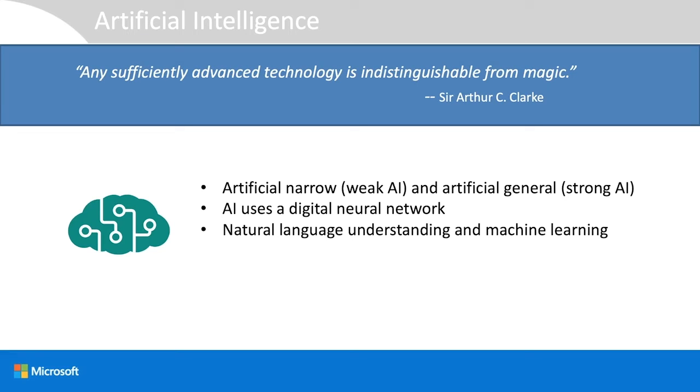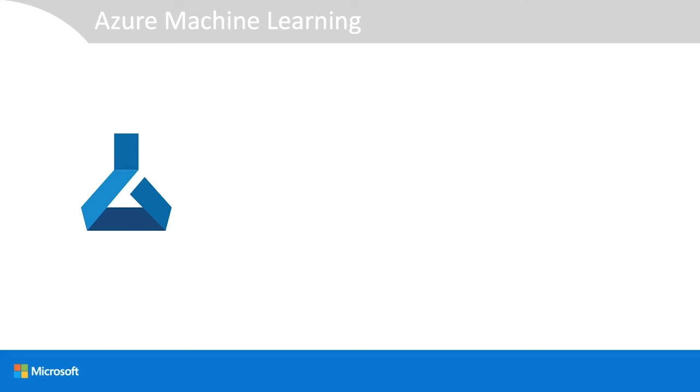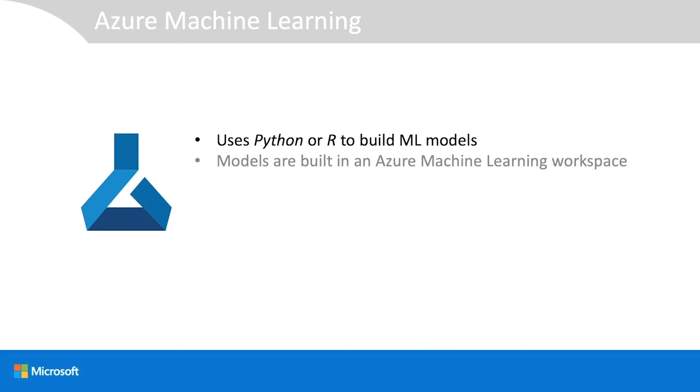As you might have already guessed, machine learning relies on big data in order for any machine learning model to work, and it has to be trained and improved using huge amounts of data. For working with big data and building machine learning models, Azure offers Azure Machine Learning. Azure Machine Learning uses the popular Python and R languages for building models, and you build your ML models in an Azure Machine Learning workspace.